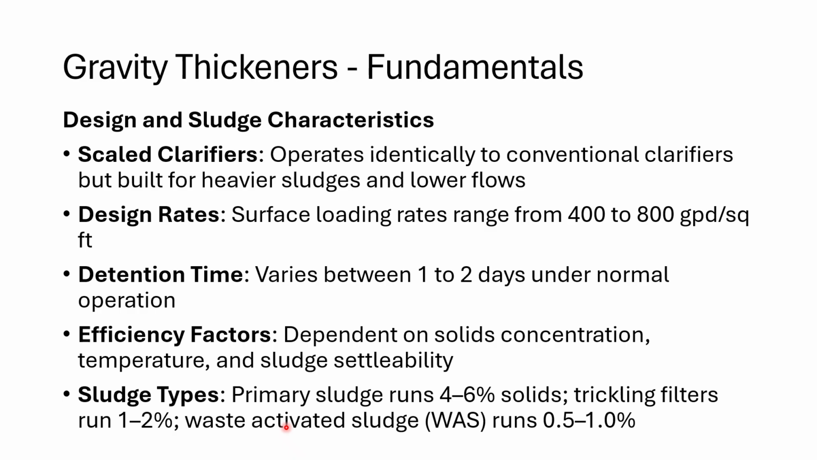Okay. Waste activated sludge, we talked a little bit about this in the intro. Waste activated sludge is sludge that's coming off your secondary clarifier. Okay. Primary sludge comes off of your primary clarifier. Waste activated sludge, that's going to come off your secondary clarifier. Okay. And the waste activated sludge, or WAS as you'll sometimes refer to, runs about 0.5% to 1% solids concentration. Okay.